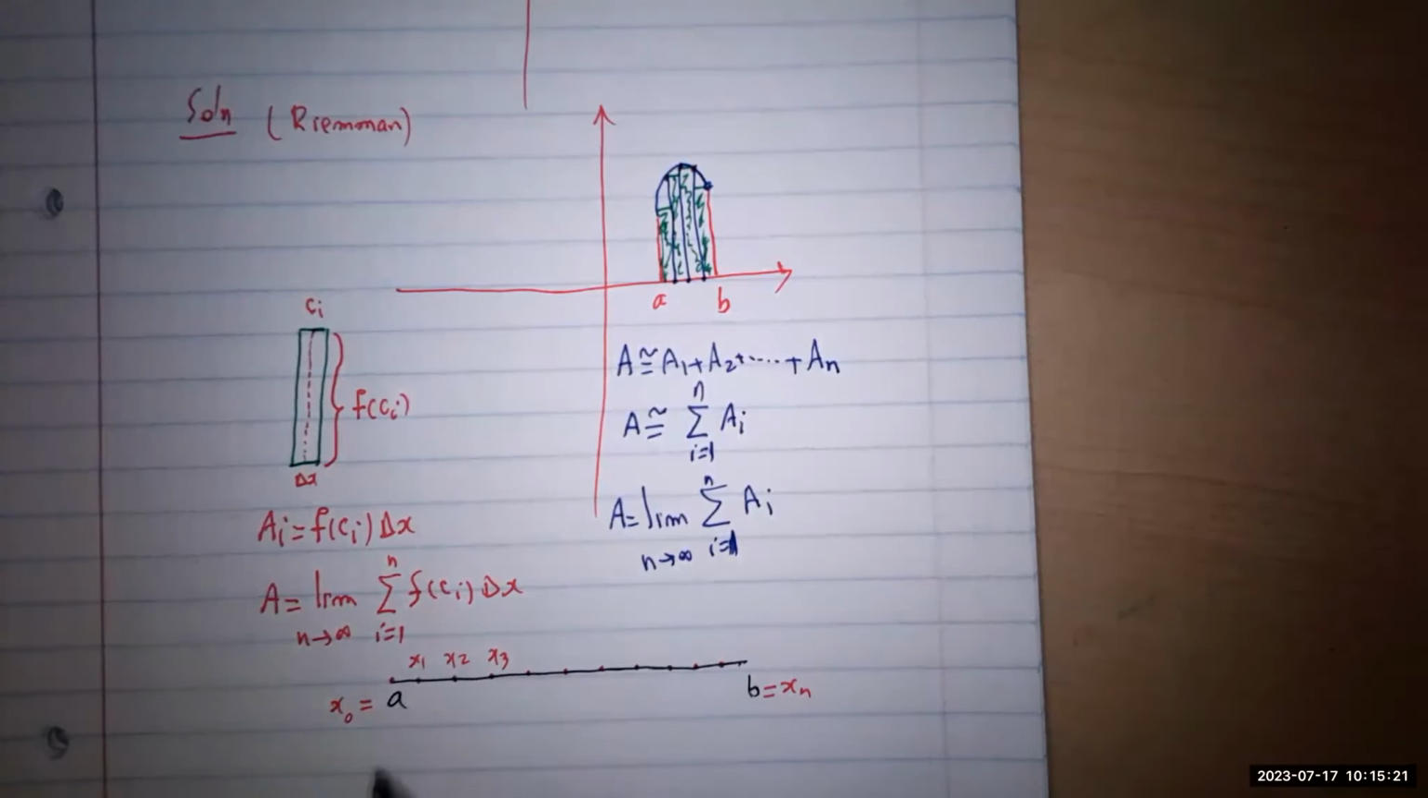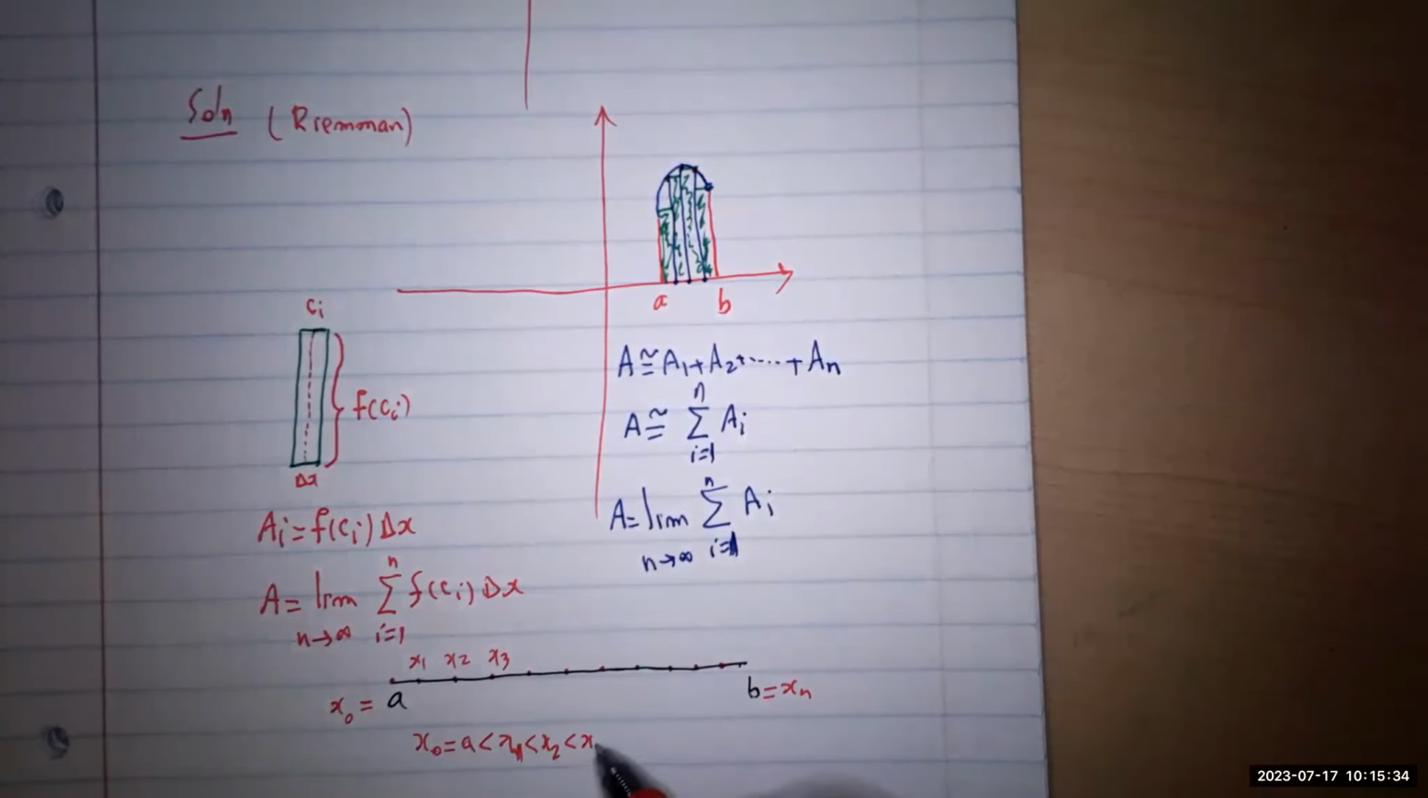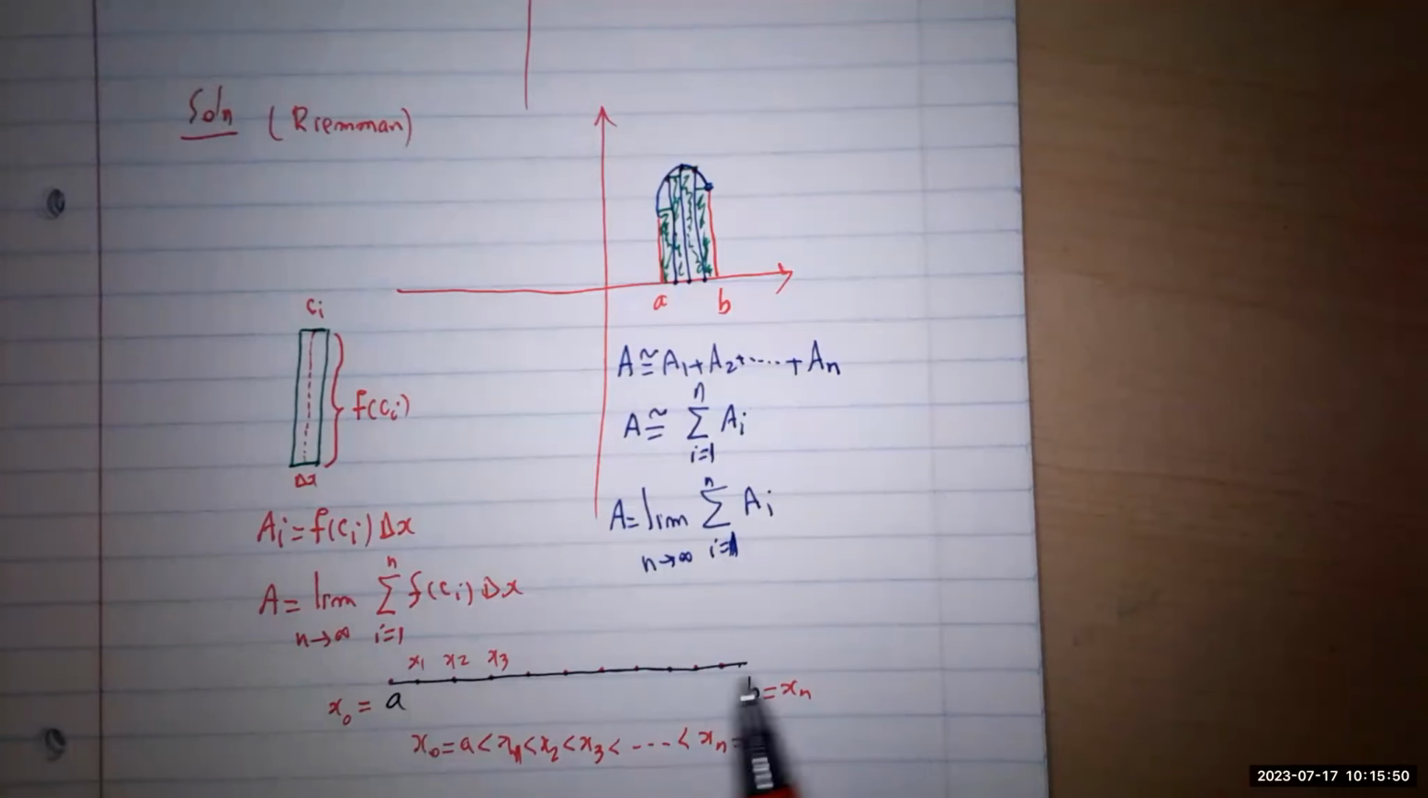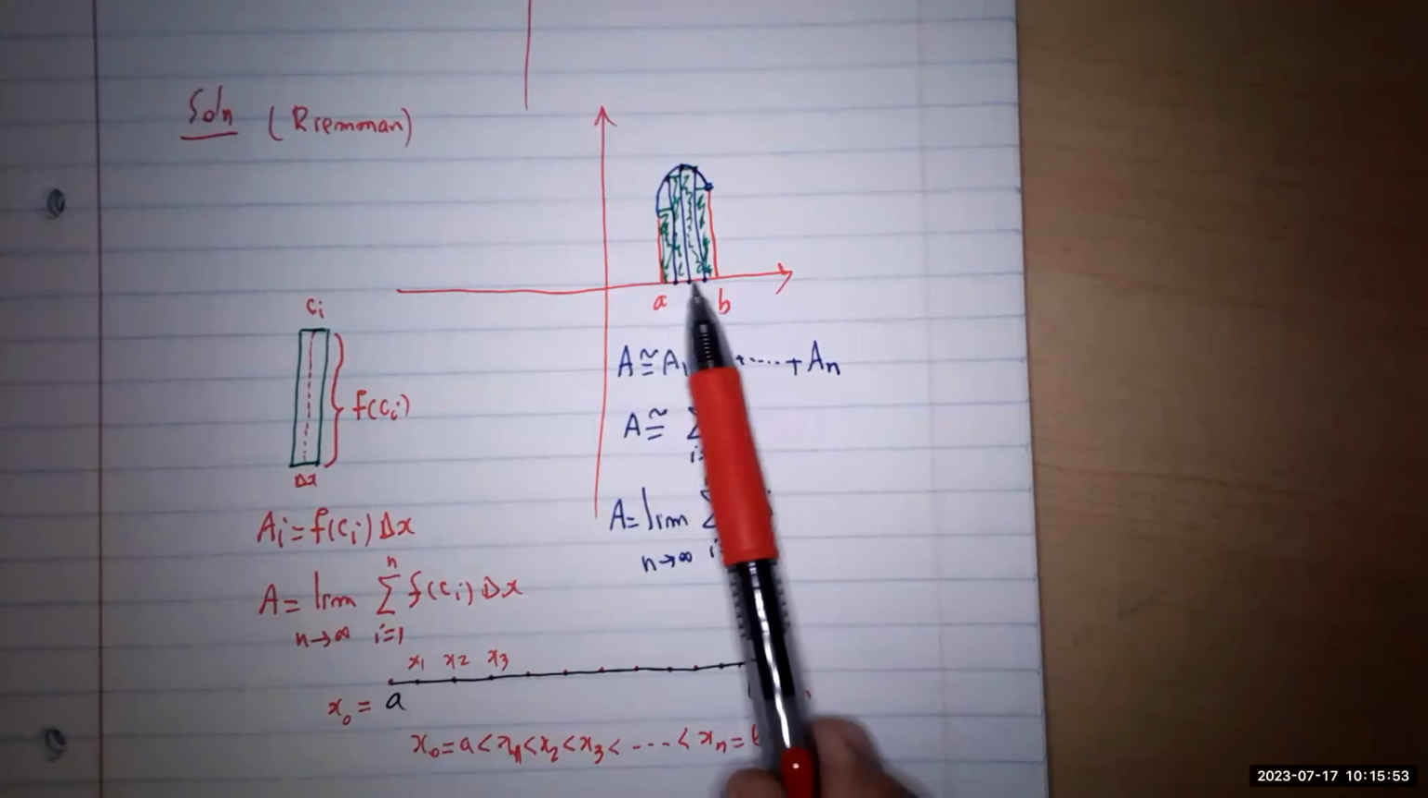See, we have a partition of points. The way you do it, you start with a, which is x0, and this is going to be less than x1, less than x2, x3, up to xn. You can divide it into 5 parts, 6 parts, 10 parts, 100 parts. So we say we partition the interval between a and b. This is the way you do it.